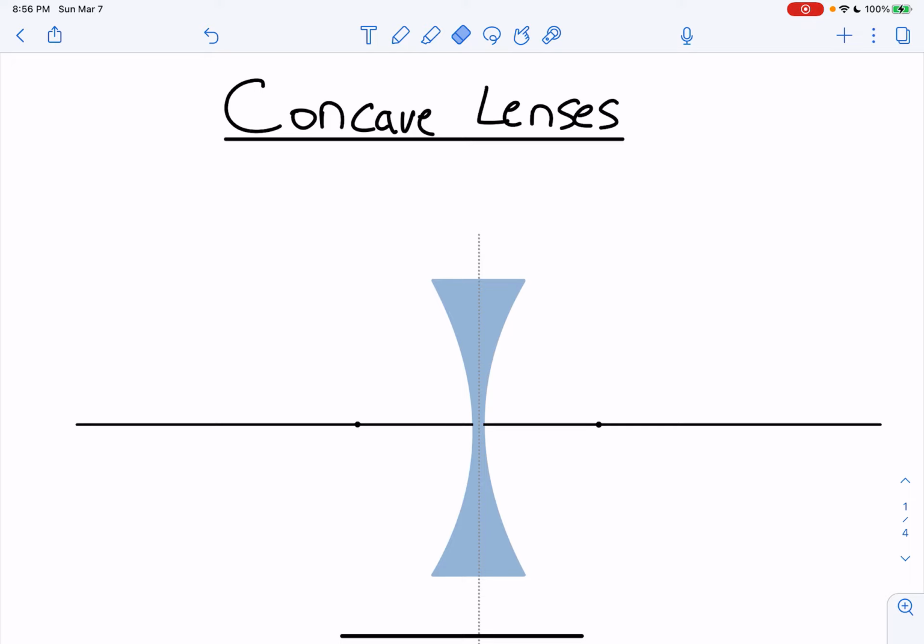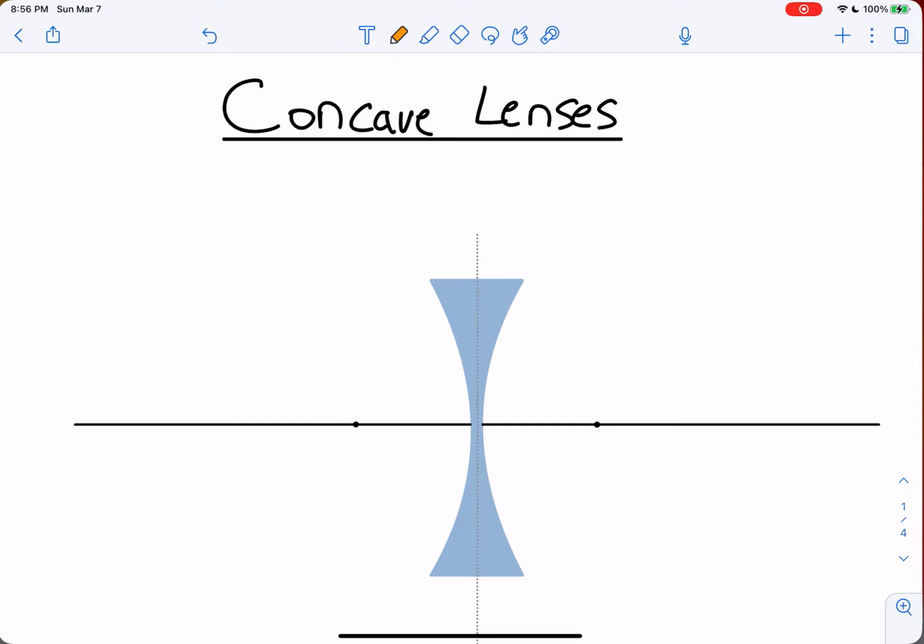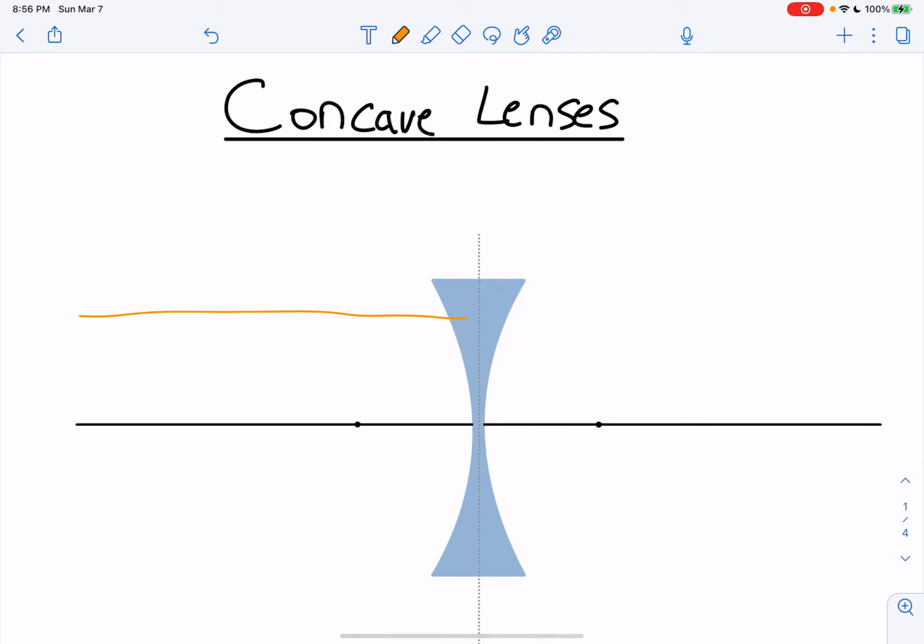Now, we're going to assume that this lens is made of a material such as acrylic or glass, something that has greater density than air and causes the light to refract when moving through it. So let's imagine that we have a source of light on the left-hand side. I'm going to draw some representative rays.